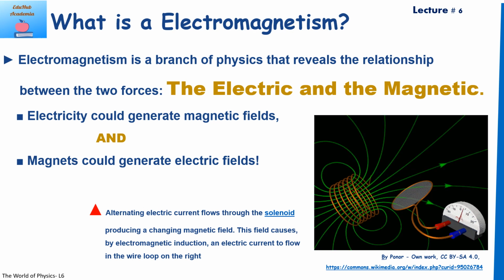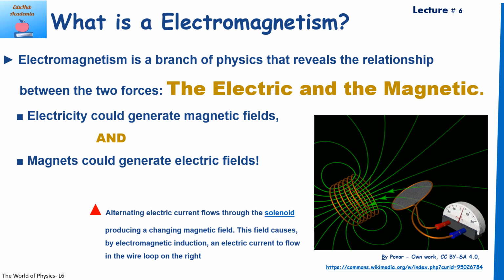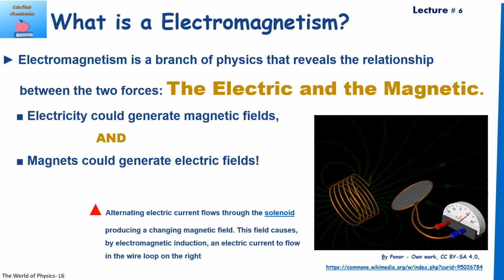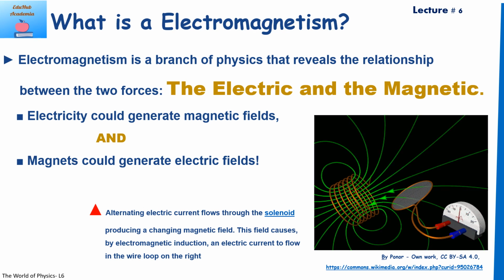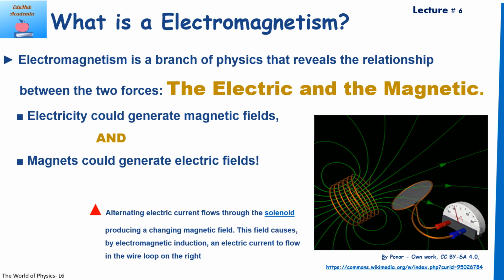Electricity can generate its own magnetic field, and vice versa, magnetism or magnets could generate their own electric fields. This is basically the concept of electromagnetism. We can understand that if we look at the animation picture here.